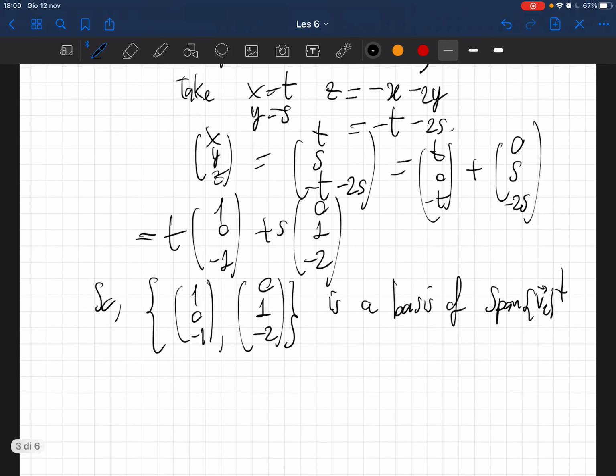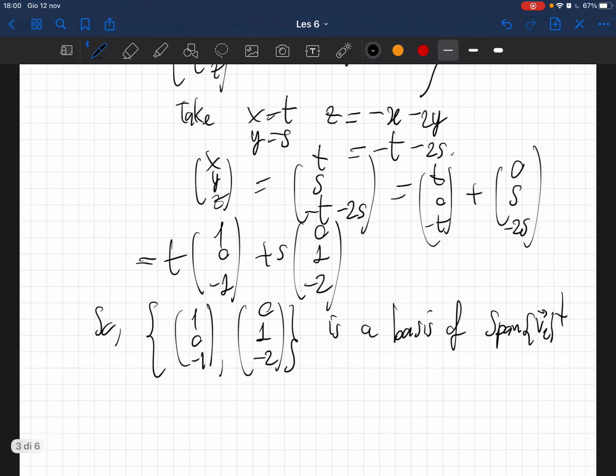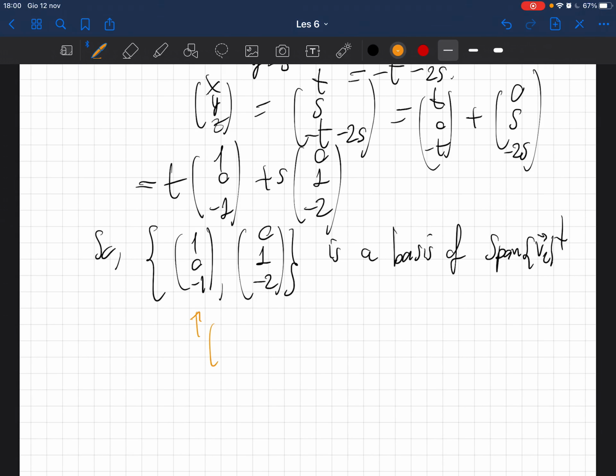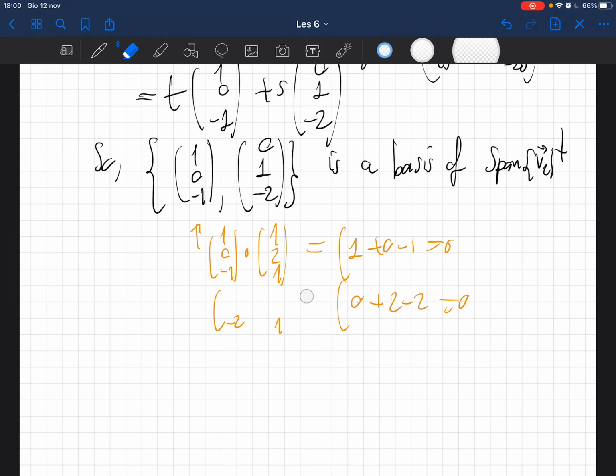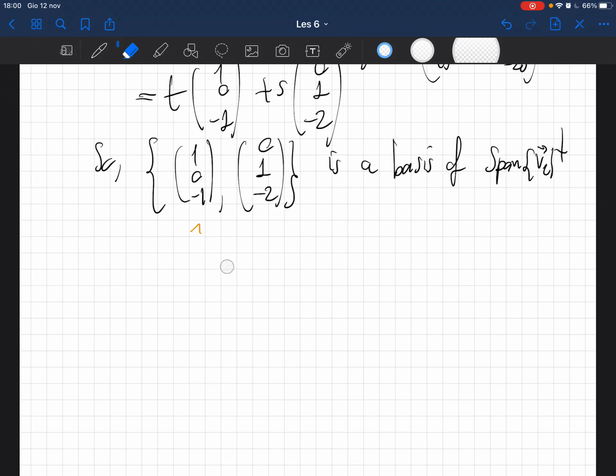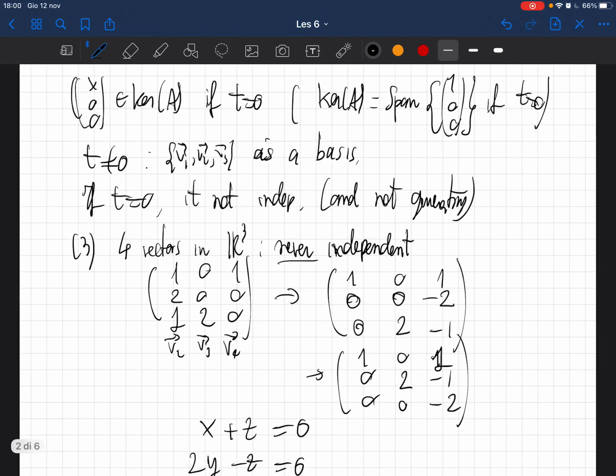And you can double check by taking, for example, the inner product with this vector, 1, 2, 1, and check that it's correct. So this is indeed 1 plus 0 minus 1 is 0, and the other is 0 plus 2 minus 2 is 0. Okay, it works. So we are good. Okay, fine.